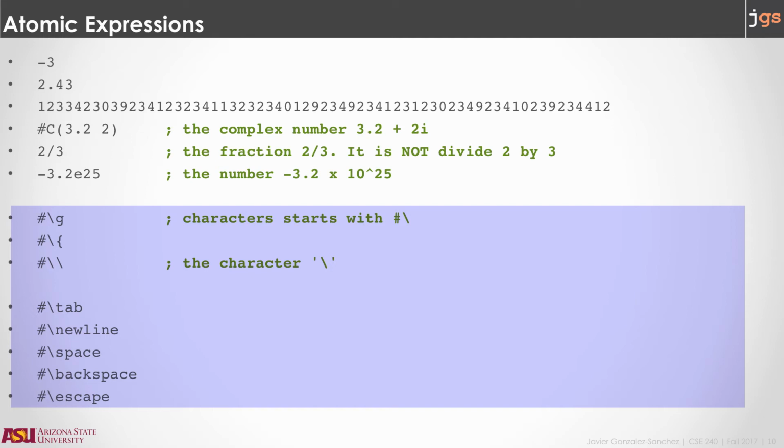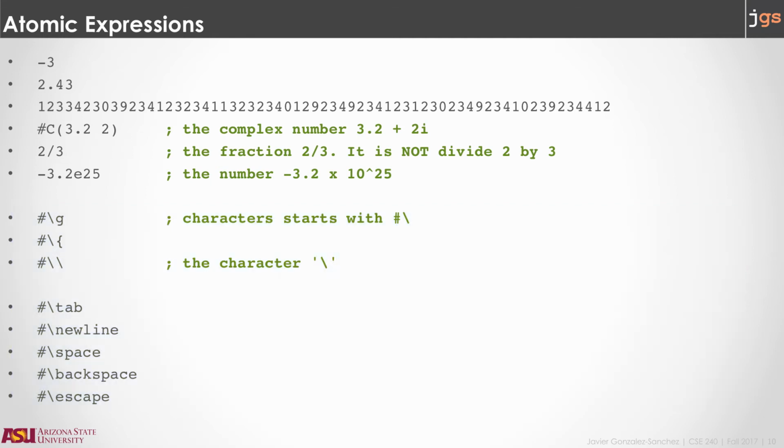We have the escape sequence. So we have the tab, the new line, the space, backspace, and escape. And basically what we do is to use the sharp, the backslash, and then the name of that escape sequence. So notice the sharp C for complex numbers and the sharp backslash for characters.